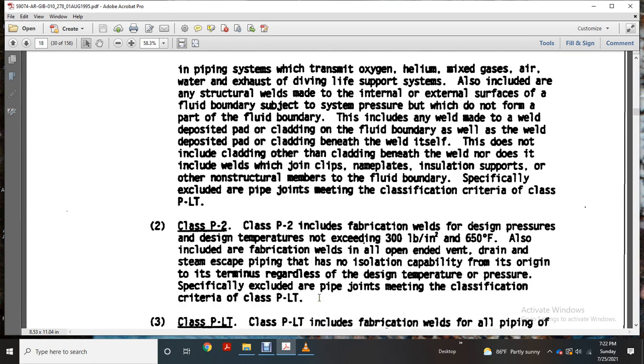Class Piping 2. Class Piping 2 includes fabrication welds with the design pressure and design temperature not exceeding 300 pounds per square inch and 650 degrees. Also includes fabrication welds with the open end of the vent with the drain, exhausting to the piping that has no isolation capability with the origin and terminus regardless of the design temperature or pressure. Specifically excluded are pipe joints meeting the classification criteria of Class Piping 1.